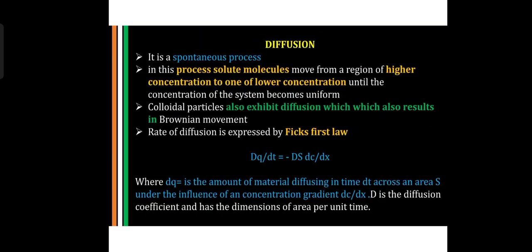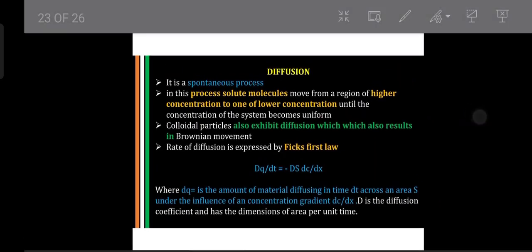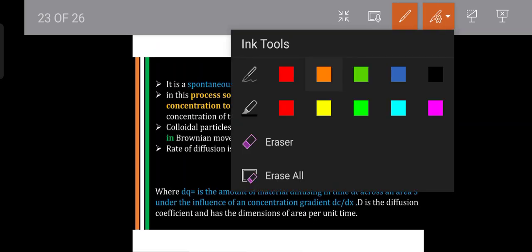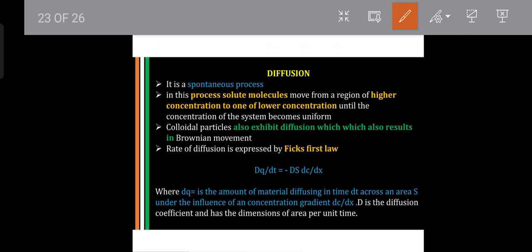So now the diffusion. What do you mean by diffusion? Diffusion means when the particles move from a higher concentration to a lower concentration. It is a spontaneous process, and here solute molecules move from a higher concentration to a lower concentration until the concentration reaches equilibrium or becomes uniform.